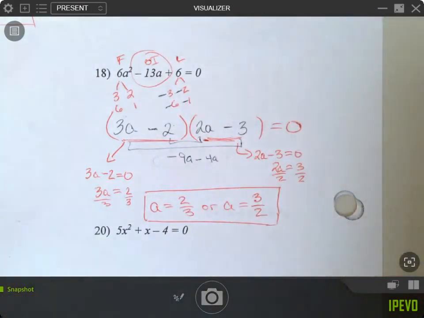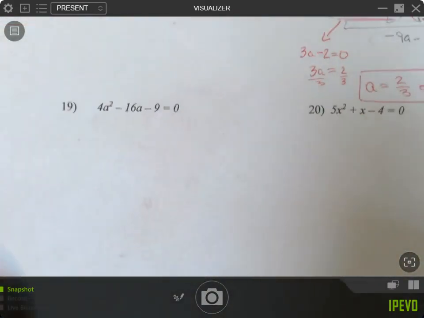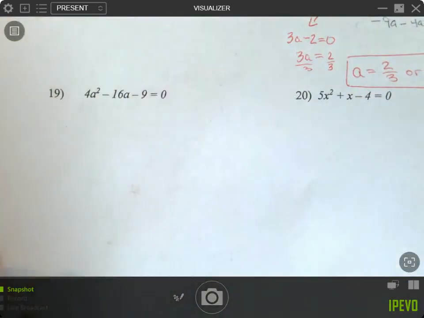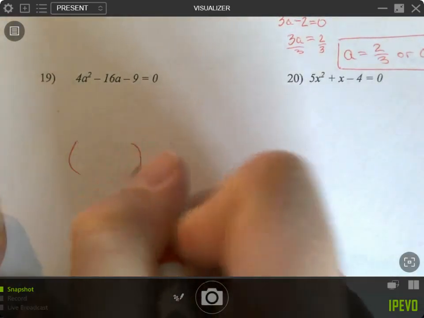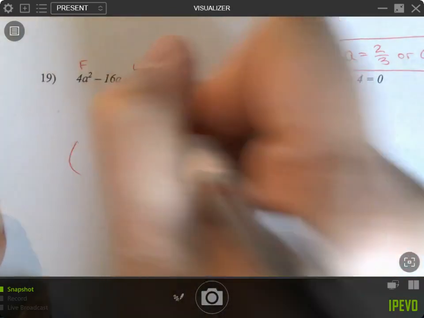I will do one more. You want me to do 19, since that's what I heard someone else ask for? Okay. First thing I'm going to do is look for a GCF, because it'd make it so much easier. Unfortunately, I have no GCF. So I'm going to drop in 2 sets of parentheses, and I'm focusing on my first and my last.